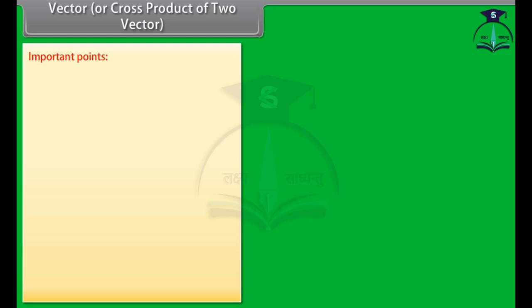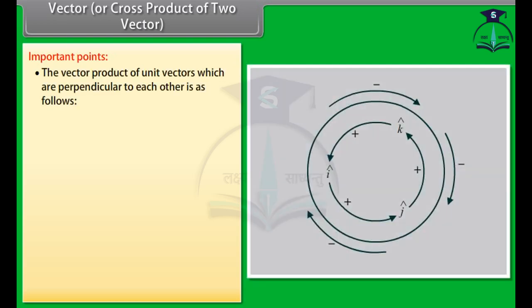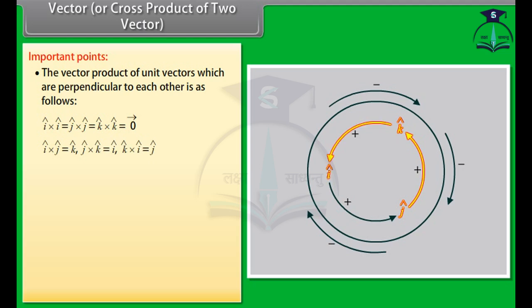Important points. The vector products of unit vectors which are perpendicular to each other are as follows. Cap I cross cap I equals cap J cross cap J equals cap K cross cap K equals vector 0. Cap I cross cap J equals cap K, cap J cross cap K equals cap I, cap K cross cap I equals cap J. Cap J cross cap I equals minus cap K, cap K cross cap J equals minus cap I, cap I cross cap K equals minus cap J.